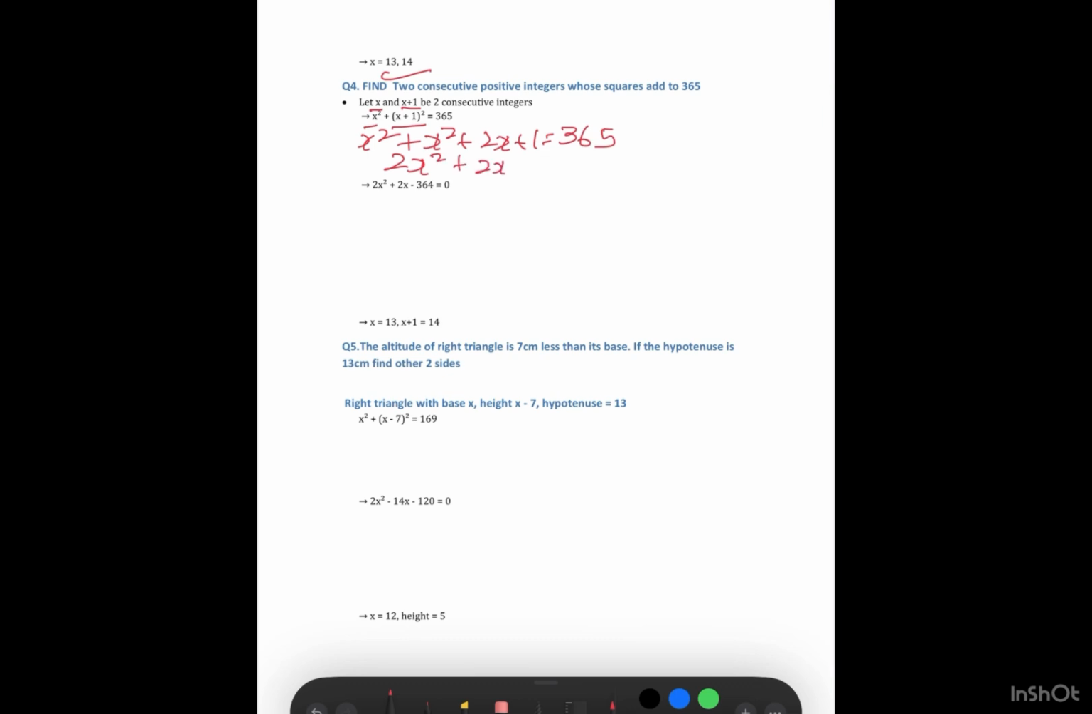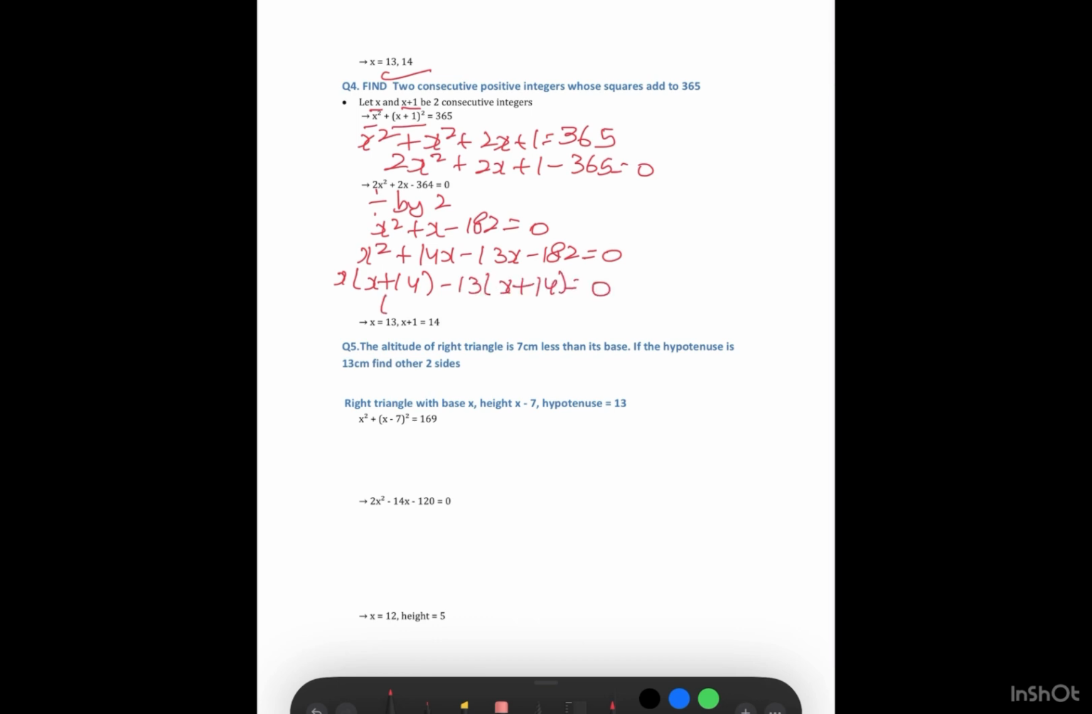x square plus x square is 2x square plus 2x plus 1 minus 365 is equal to 0. So we have 2x square plus 2x minus 364 is equal to 0. Dividing the whole equation by 2, we get x square plus x minus 182 is equal to 0. The factors of minus 182 would be 14 and minus 13. So from the first two terms, x common comes out, x plus 14. From the last two terms I've taken out minus 13 common, and I'm left with again x plus 14.